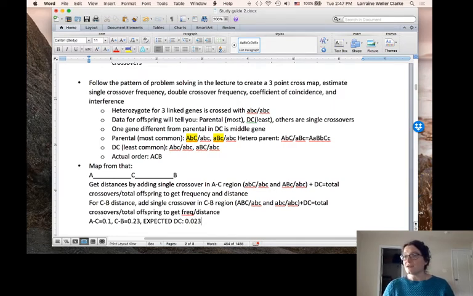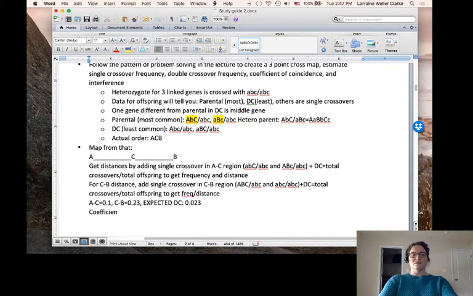Often, though, the expected double crossovers are not the same. First, you get the coefficient of coincidence. Okay, coefficient of coincidence. Who remembers how to calculate that? Again, you can look that up. I always forget whether to put the expected on the top or the observed. I think you put the observed on the top over the expected because expected is usually bigger. That makes more sense.